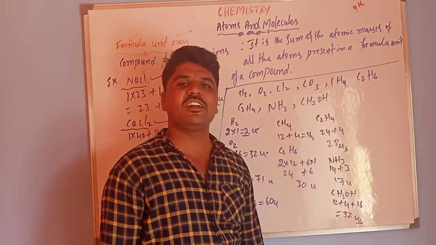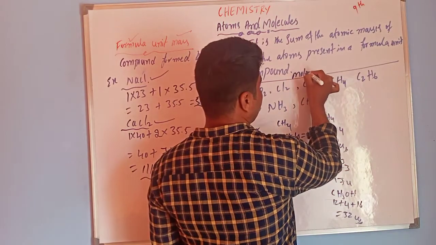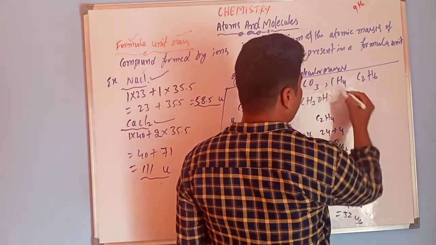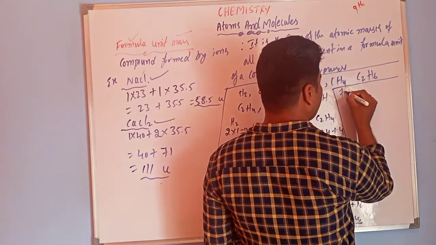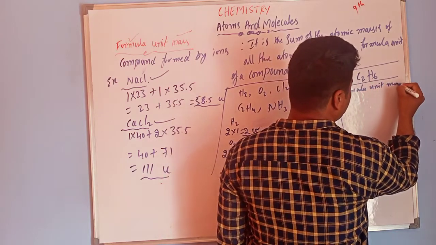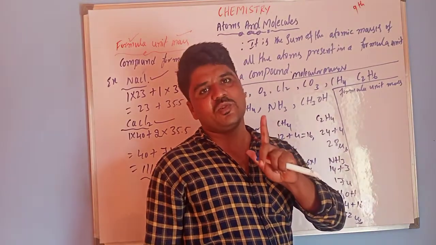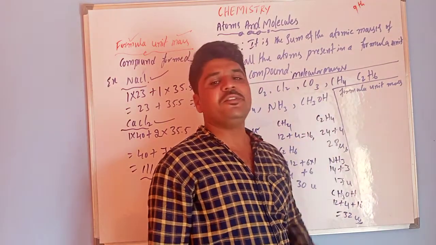Calculate the molecular mass of these compounds. Next is calculate the formula unit mass. That was the molecular mass. Now, formula unit mass. So where do you use formula unit mass? For ionic compounds. At the time of ionic compounds, we use the formula unit mass.